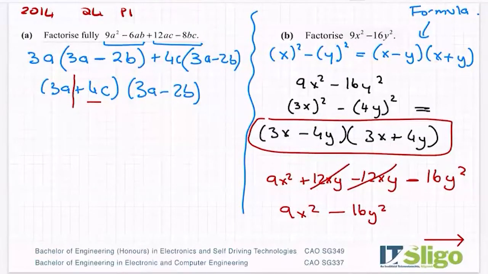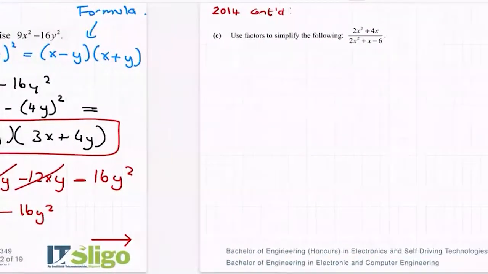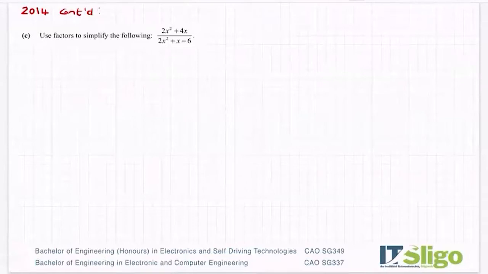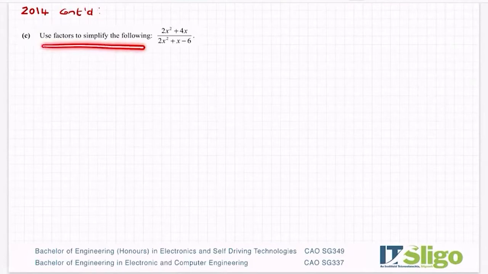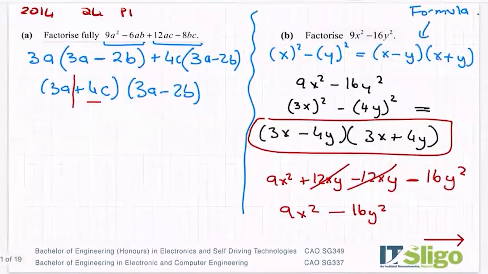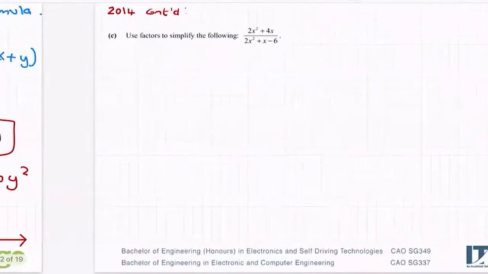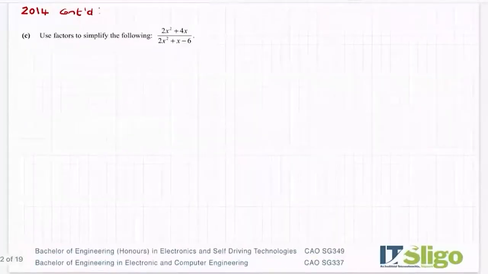Okay, let's have a look at part C. So this is an algebraic fraction, and it's saying use factors to simplify the following. Very typical question on a higher level. So these two parts come up on ordinary level. You wouldn't see this type of question written like this for lower level. But what you do is you do the two lines separately.